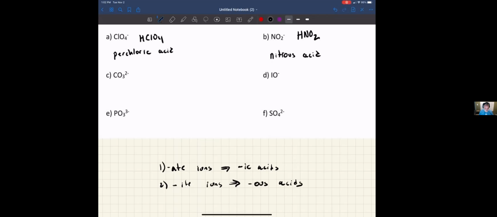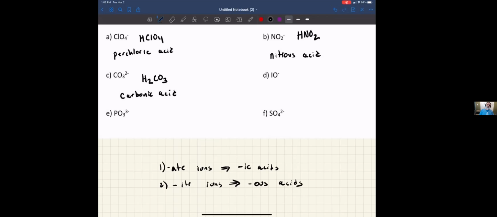So the next one is carbonate. Remember, there's no carbonite unless you're in Star Wars. And so carbonate becomes carbonic acid. And there's a -2 charge on carbonate. So I'll need 2 H pluses to balance out that charge. So it's H2CO3.